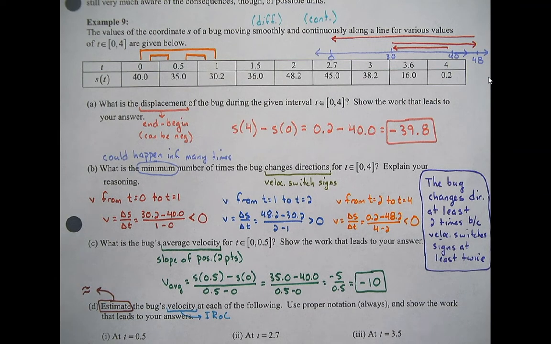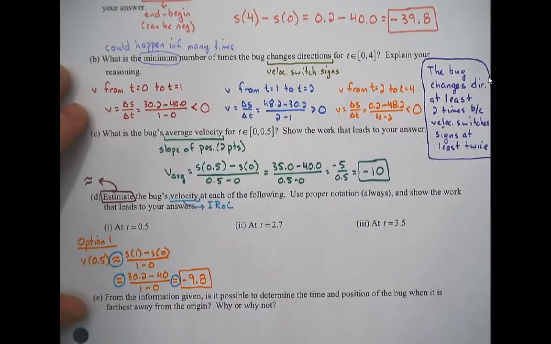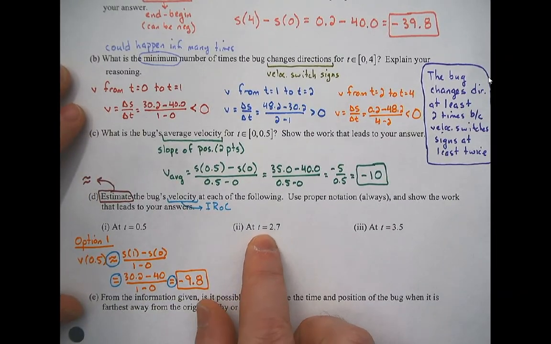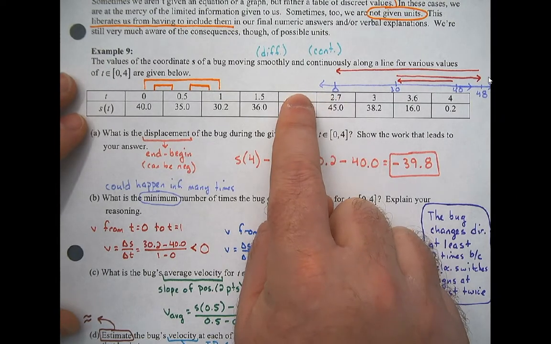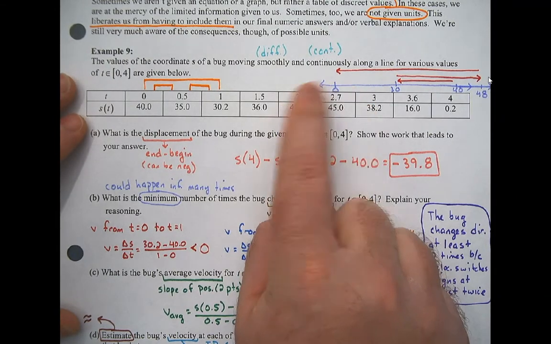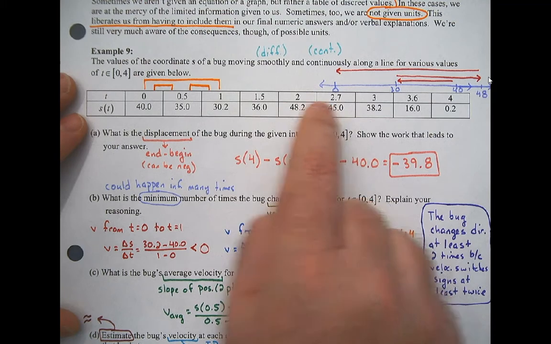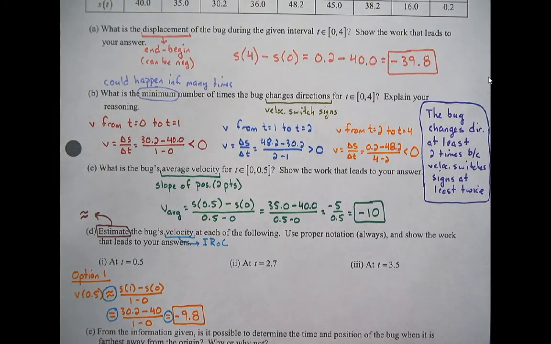So option 2, we want to figure out what's happening at 2.7. So I go up to my chart at 2.7. Now what I could do is the slope between 2 and 3. That would give me a pretty good estimate, but I want to try one of these other options. This is what we call option 2.